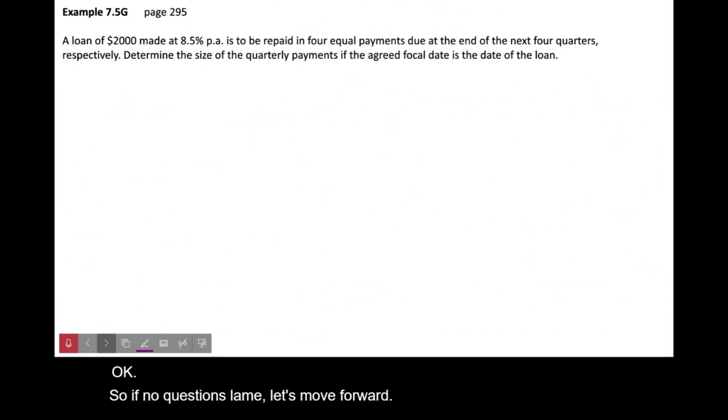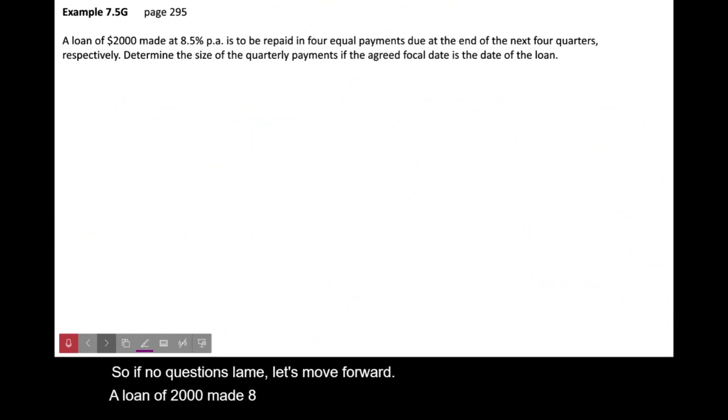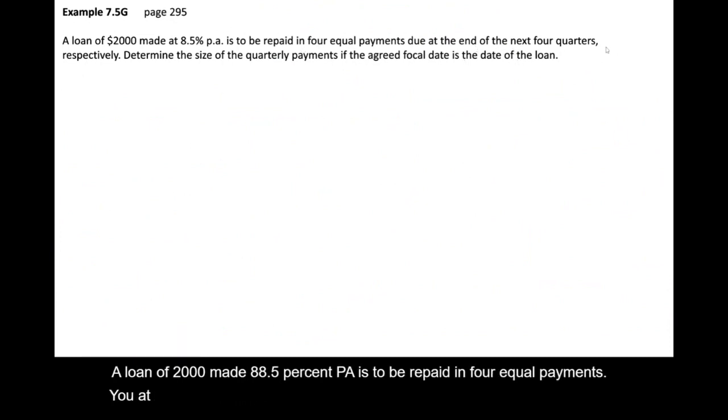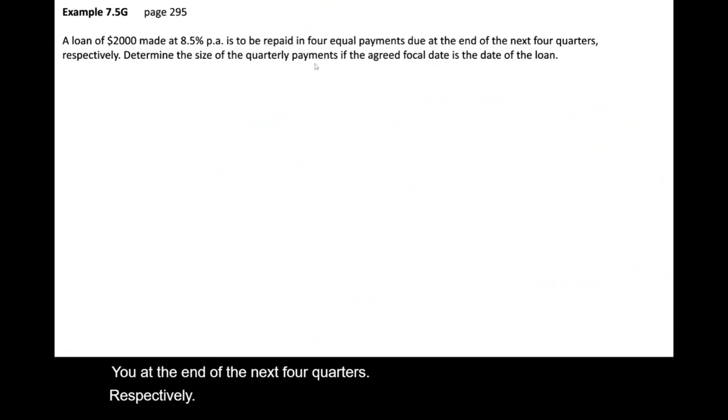A loan of 2,000 made at 8.5% per annum is to be repaid in 4 equal payments due at the end of the next 4 quarters, respectively. Determine the size of the quarterly payments if the agreed focal date is the date of the loan.